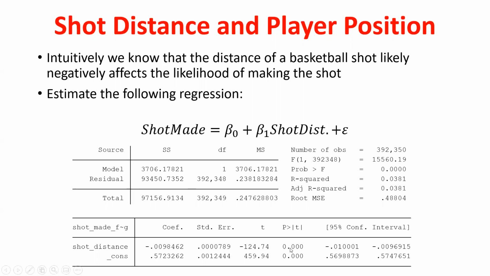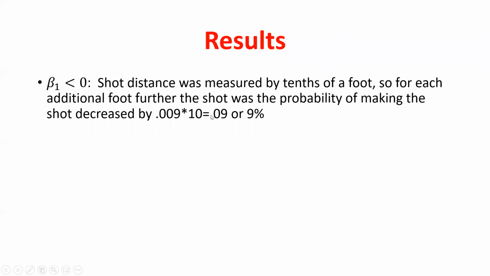So we could estimate this relationship, and it looks like it's negative. It makes sense, right? The p-value is 0, so a pretty significant relationship. The interpretation would be, if distance here is measured in feet, every time I move back 1 foot from the basket, my probability decreases by 0.009, or really close to 1%, about 0.9%. Now, I think I actually had this measured in tenths of a foot.